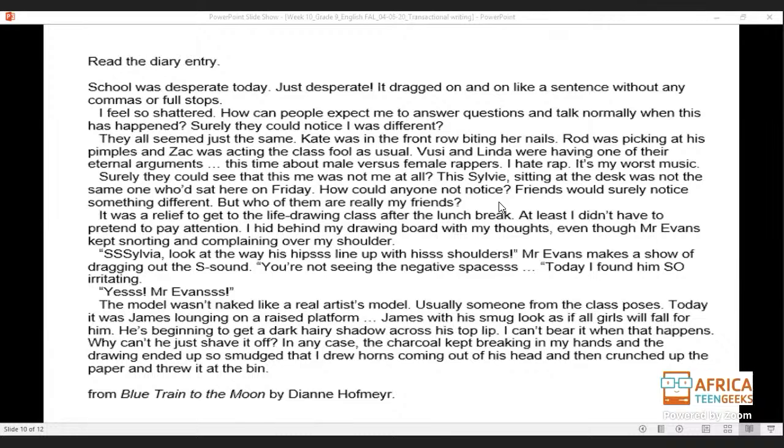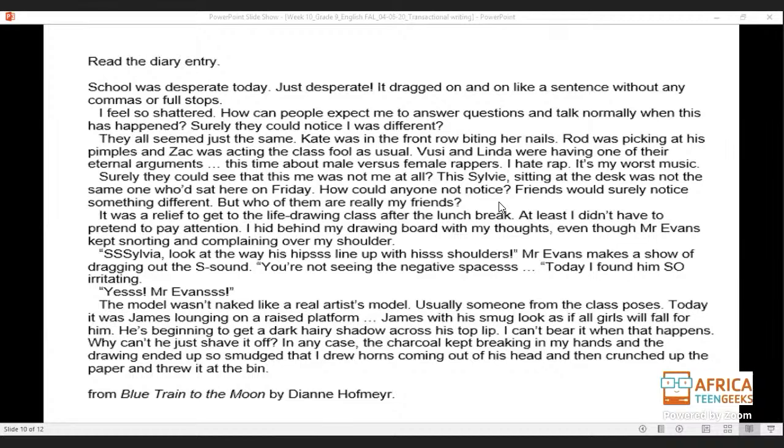Sylvia, look at the way his hips line up with his shoulders. Mr. Evans makes a show of dragging out this S sound. You are not seeing the negative spaces. Today I found he's so irritating. Yes, Mr. Evans. The model wasn't naked like a real artist model. Usually someone from the class poses. Today it was James lounging on a raised platform.